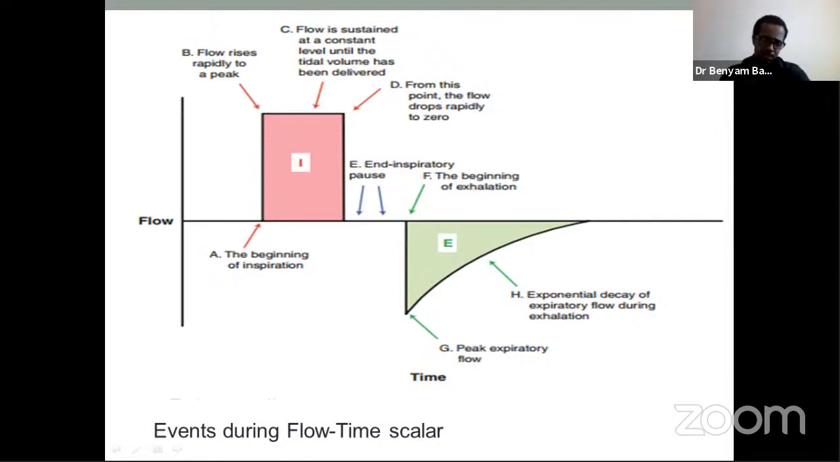The other thing I want to point out is the shaded area during the inspiratory phase, which would be the tidal volume. This area will be the tidal volume, and this will be the expiratory tidal volume, and this will be the inspiratory tidal volume. Ideally, they should be equal, which we'll see.